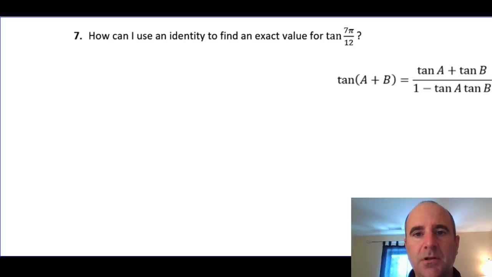So in this case, we're going to look for an exact value for the tan of 7 pi over 12, and I've included up there for you, you can see the tan identity that we just found. So let's get started on this one.